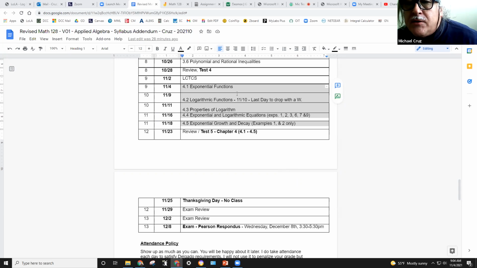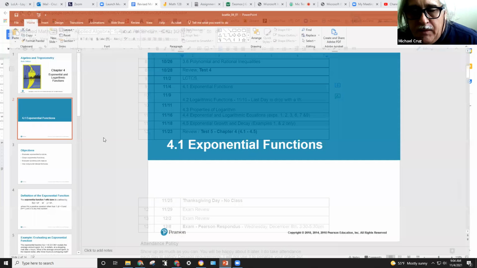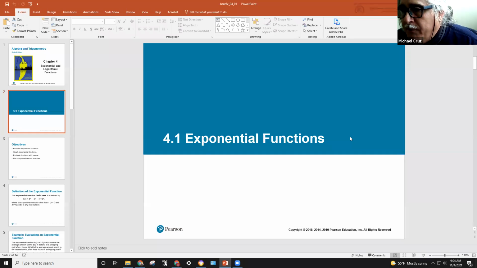All right, so let's get started. We're just trying to see if we can get to who's here. All right. So the first thing is exponential functions.